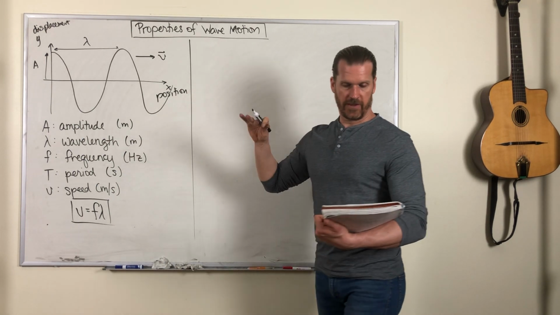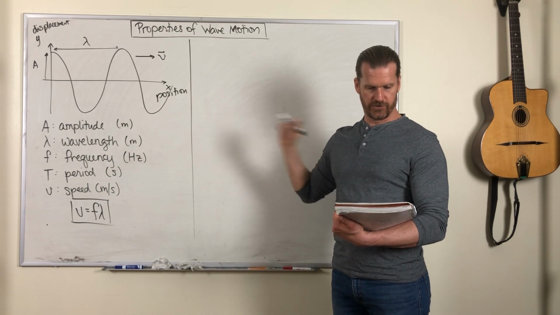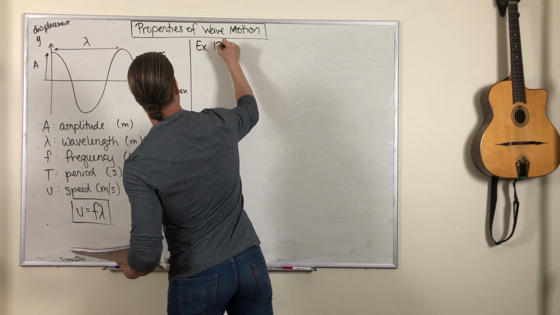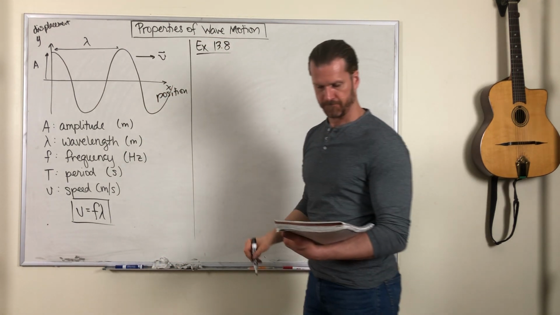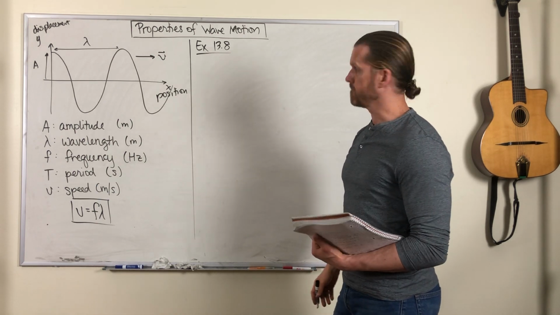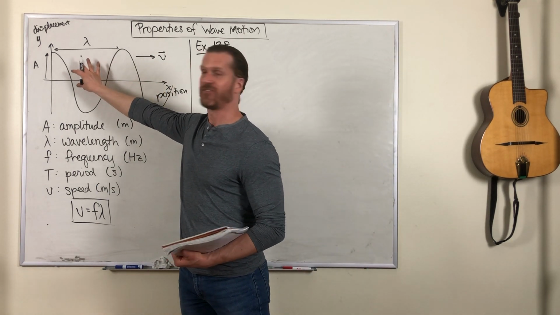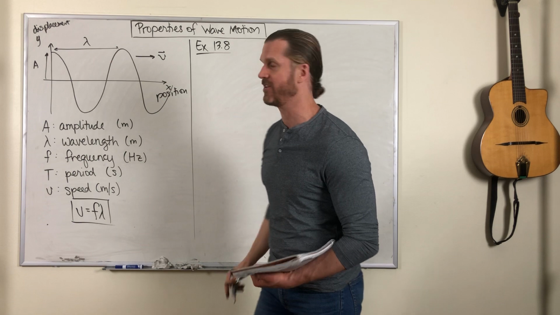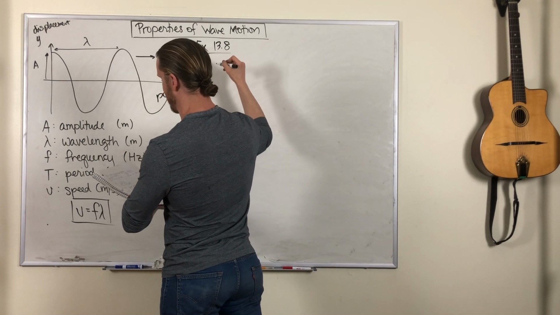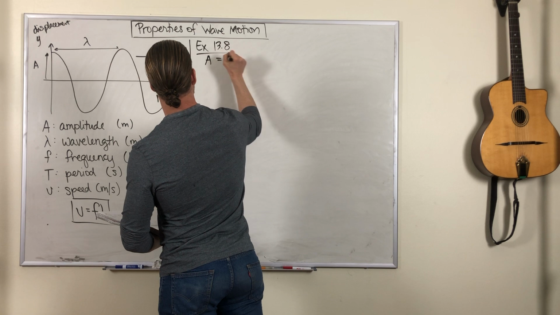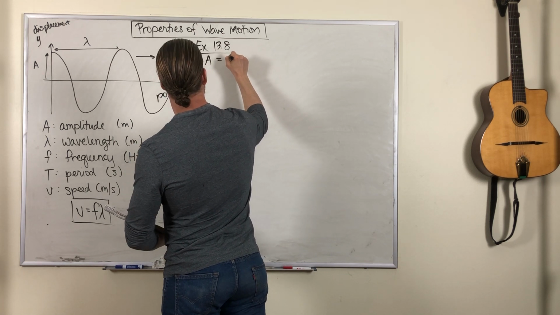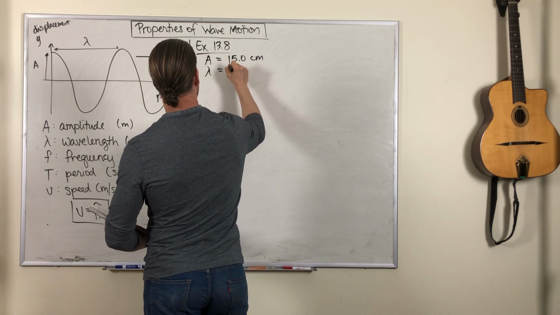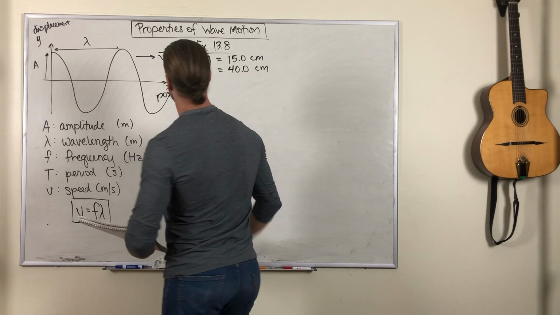All right, so let's take these ideas and do a couple quick examples. Example 13.8 from your textbook gives you a picture just like this, and it tells you right on the picture the values of lambda and A. Just by looking at the picture, you can see A is 15 centimeters, lambda is 40 centimeters.